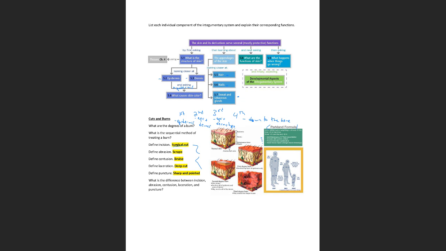This next question is what is the difference? Again, the definition of the differences. An incision is a surgical cut. An abrasion is a scrape. A contusion is a bruise. A laceration is a deep cut. A puncture is done by a sharp or pointed object.